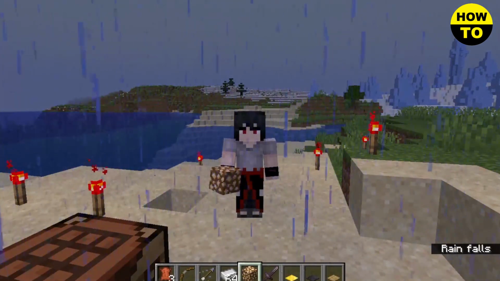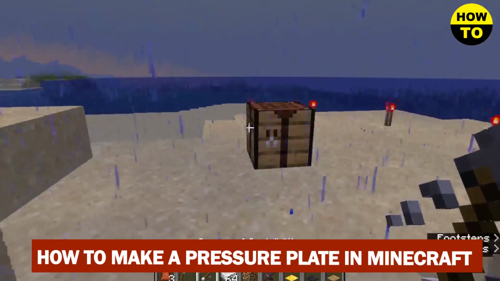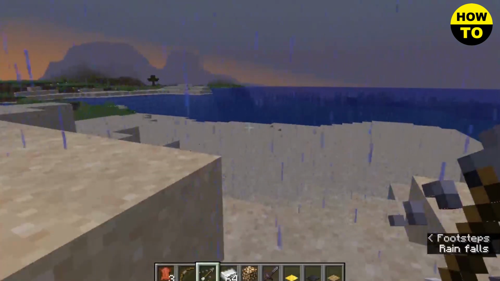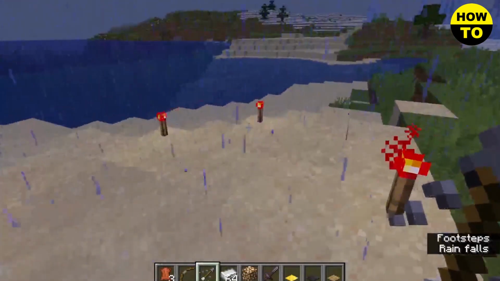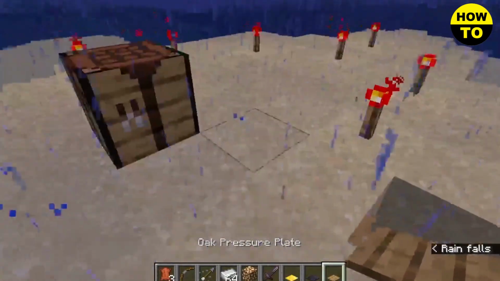In this video, we're going to do a brief look at pressure plates. Pressure plates can be easily found in generated maps. We already have pressure plates. There are different types of pressure plates. We're going to go through each of them.